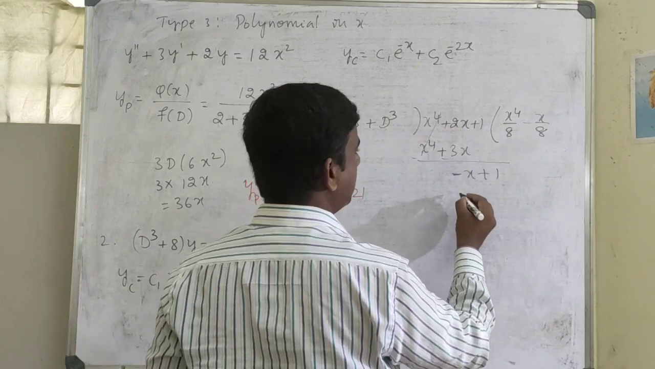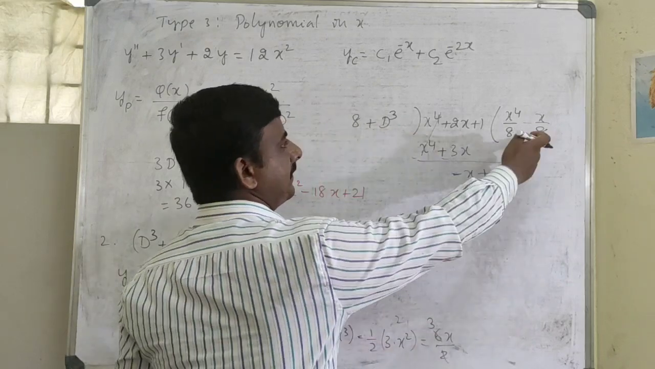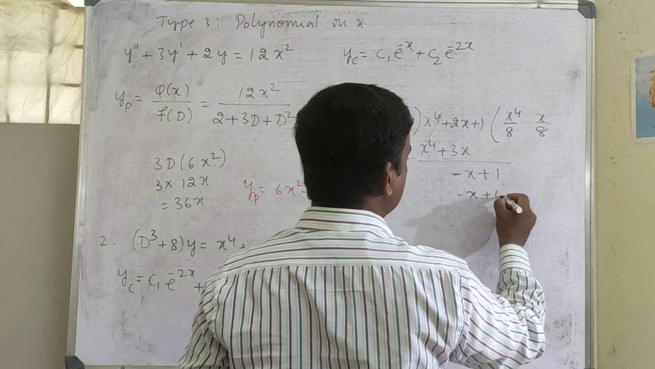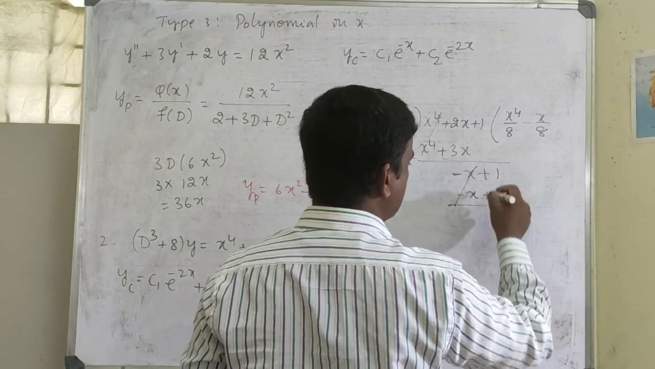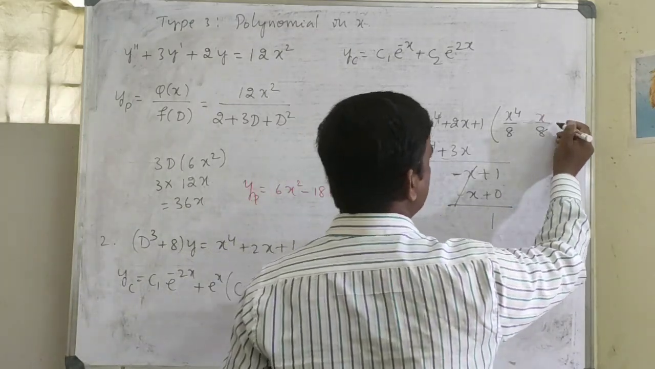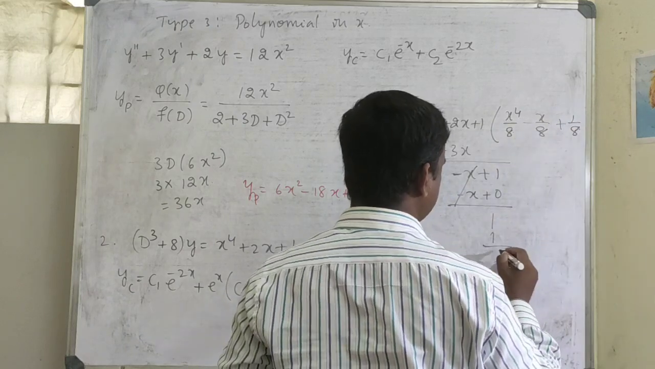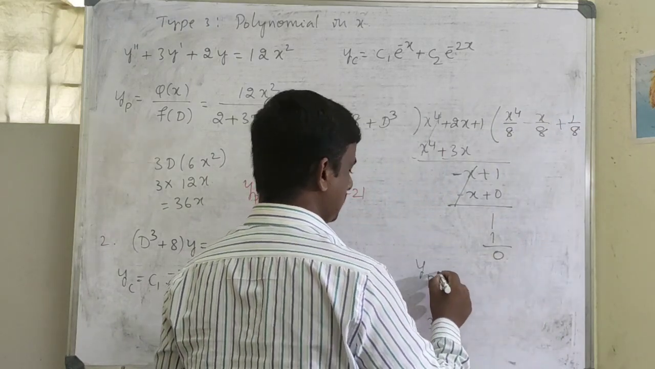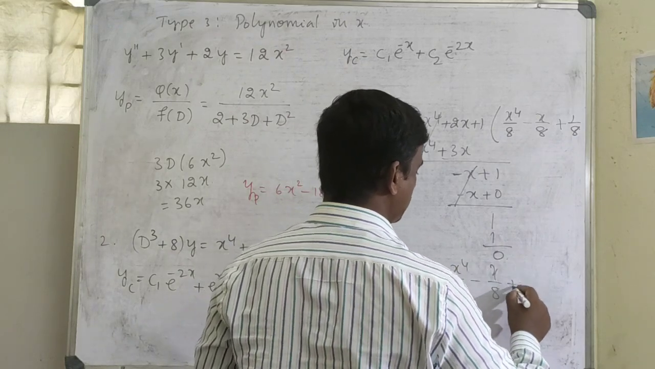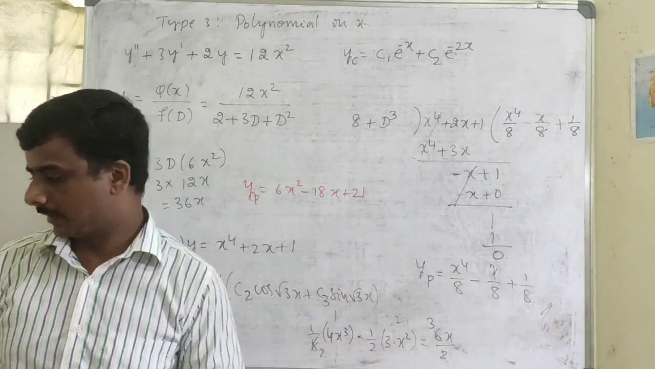So minus x by 8 into 8, you will get minus x d cube. If you differentiate it once, you get 1 by 8. Differentiating again, you get 0. So you will get 0 here. So subtracting, this gets cancelled, get 1. So next, I should get 1 here. So I should write here 1 divided by 8 plus 1 by 8. So yp is x power 4 by 8 minus x by 8 plus 1 by 8. So that is the required particular integral.